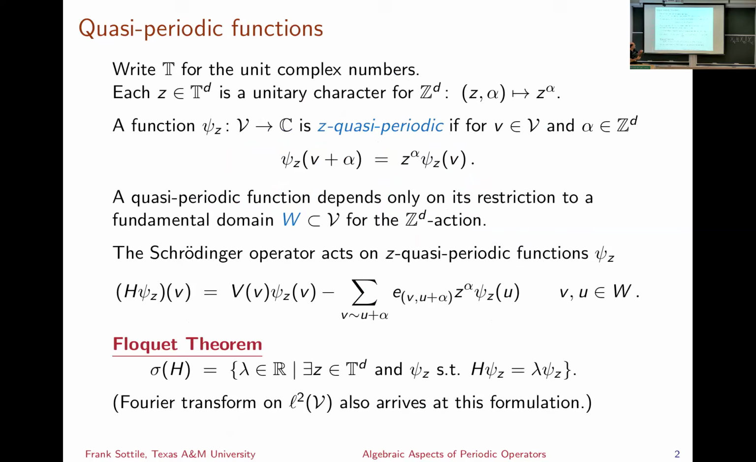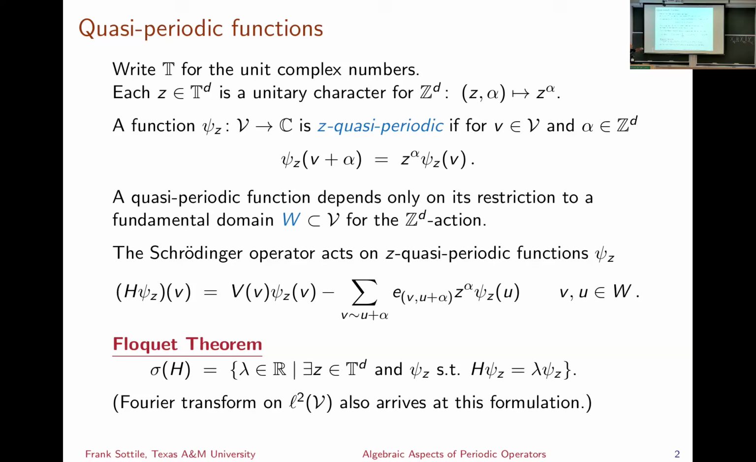So I'm going to let T be the unit complex numbers, the compact torus. And every d-tuple of elements of T gives me a unitary character for Z^d, namely the map where the pair (z, alpha) goes to z to the alpha. Now, picking such a point, I'm going to talk about a function on the vertices. So it's just a function.